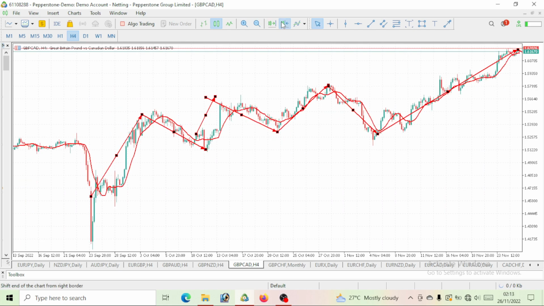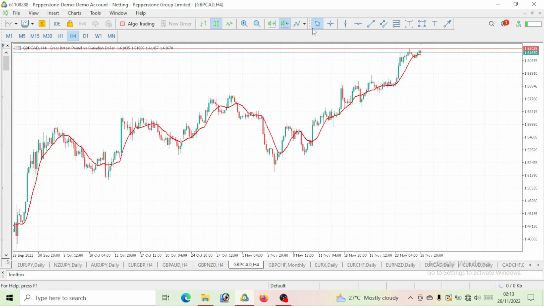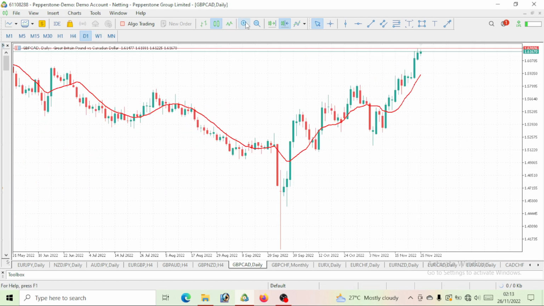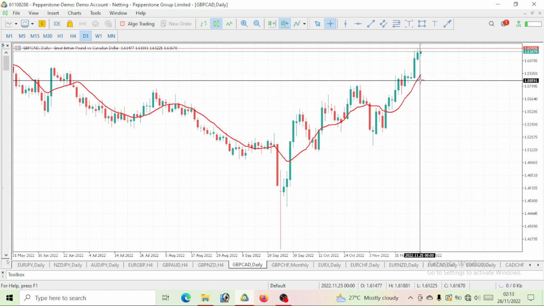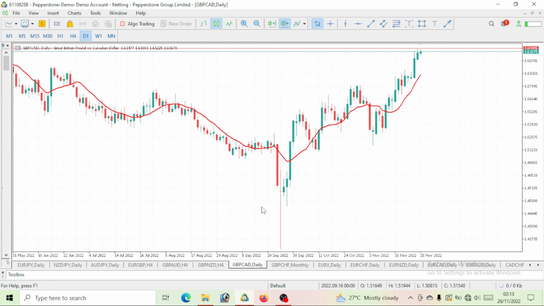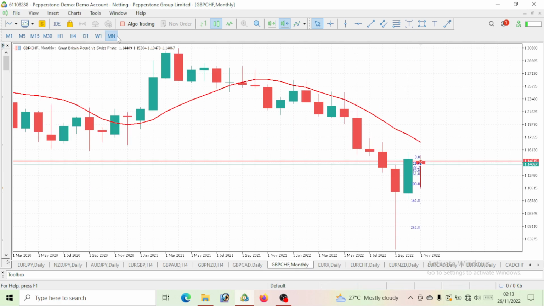And on this 4-hour time frame, see an impulse move. The 4-hour time frame is still pushing up massively. So you can see this movement from here, which gave us a good move. So GBP CAD bullish. Now let's see what this monthly time frame actually says.